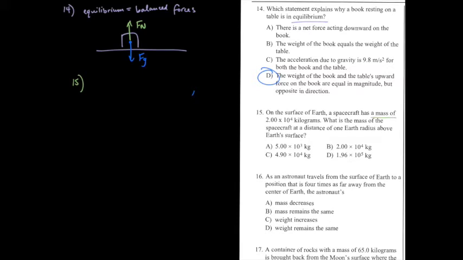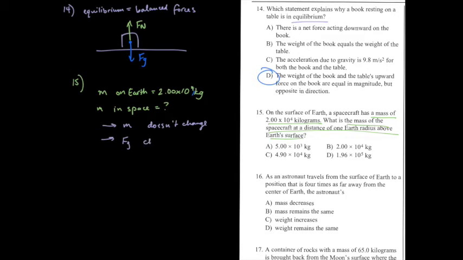Number 15, be careful, do not fall for the tricks. It's asking for the mass of the spacecraft when it's outside the Earth, and it gives you its mass on the Earth. You should know that mass doesn't change here. The only thing that changes should be gravity, and so the weight will change based on the gravity of that new location. So if it's 2 times 10 to the 4 kilograms on Earth, then it should also be 2 times 10 to the 4th in space. Choice B. Alright. Let's go on to number 16.